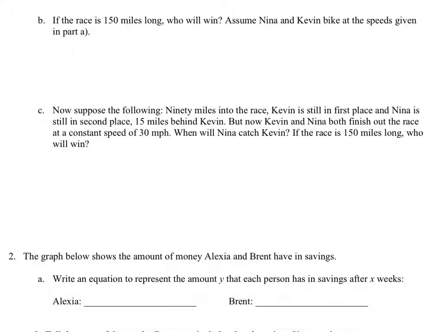Anyways, that is correct. Kevin would win because he's still ahead. How many miles is it going to take for Nina to catch Kevin? 165. They're asking from 15. Oh, yeah, sorry. So now if it was 15 miles more, they would have tied and things would have been great. Everyone could have worn a yellow jacket.